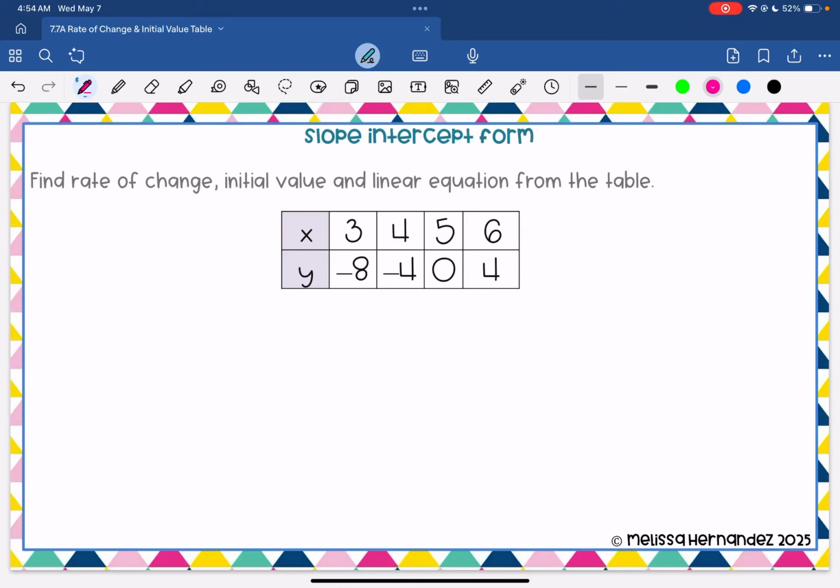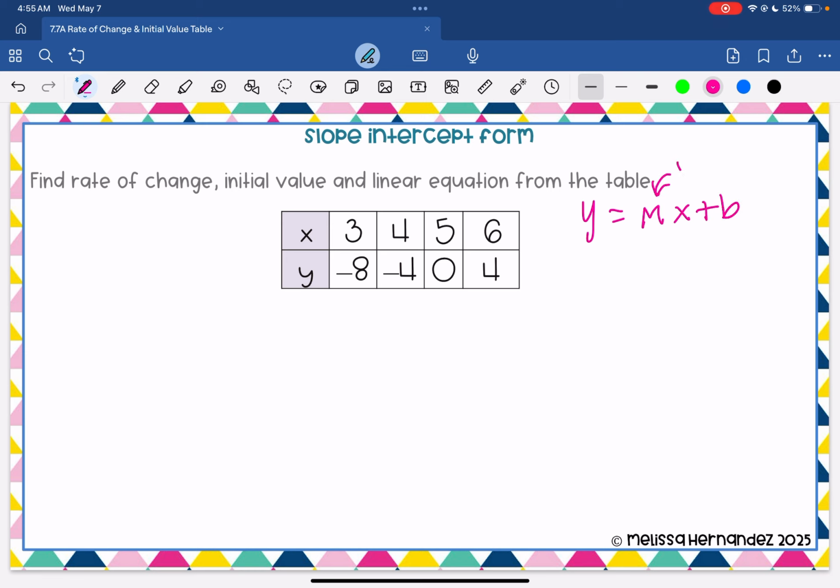Hey, welcome back guys. In today's video, we're going to find our rate of change and initial value. And then from there, we're going to write our linear equation in slope-intercept form. I know that was a lot. So basically what we're trying to do is get to y equals mx plus b.